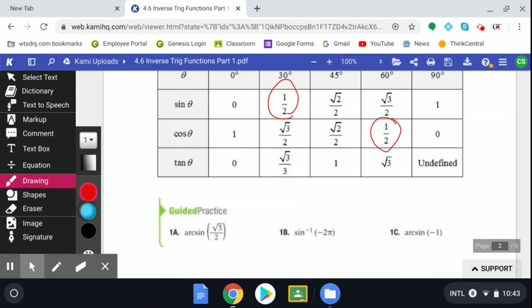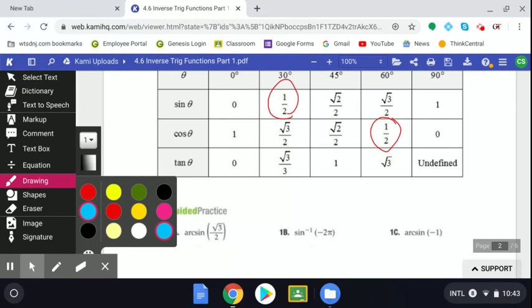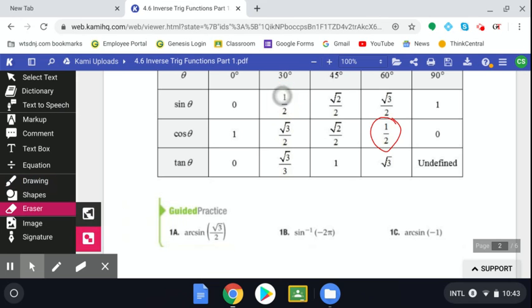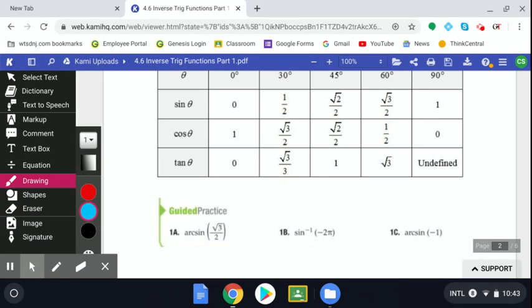Actually, let me just erase this. We don't need this, and we don't need this. All right, so let's look over here. I'm looking for radical 3 over 2. Radical 3 over 2 for sine is over here, right? So the angle is 60 degrees, or pi over 3.